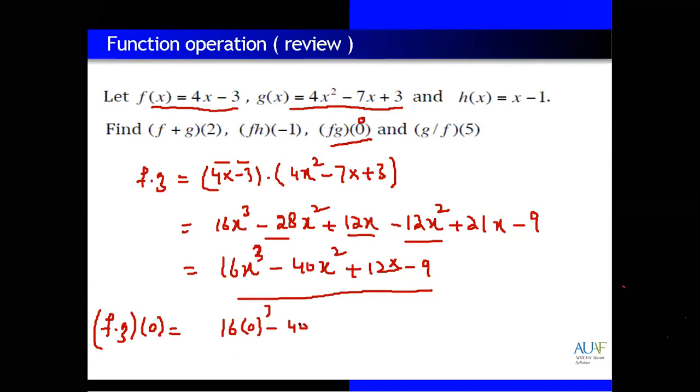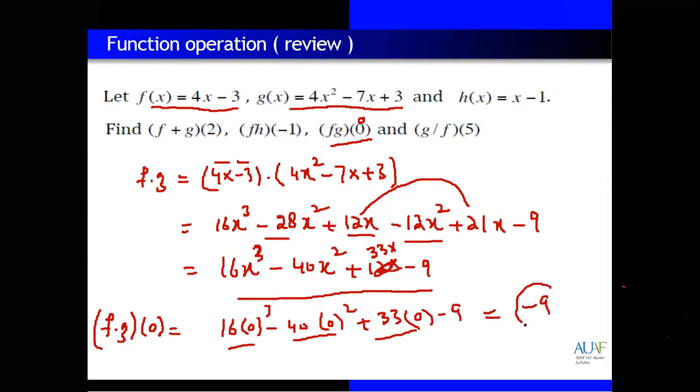Sorry, sir, for interrupting. Can we add 12x with plus 21x? Yes, yes, excellent, well done. This equals 33x. Yes, 12x with 21x, so 33x. So we have 40 multiplied with 0 square plus 33 multiplied with 0 minus 9. The first one is 0, the second one is 0, the third one is also 0. The only result is minus 9. So that is multiplication of f with g and then replacing the x value by 0.